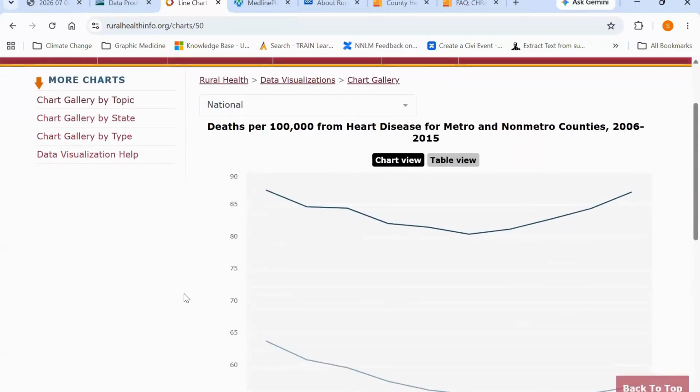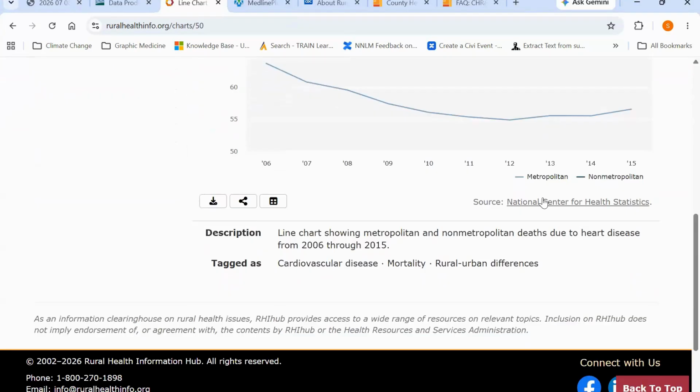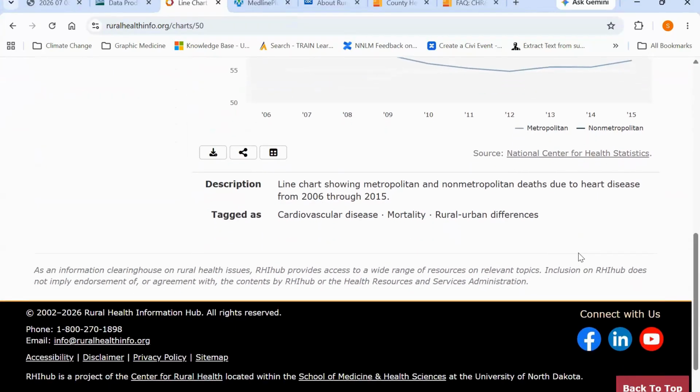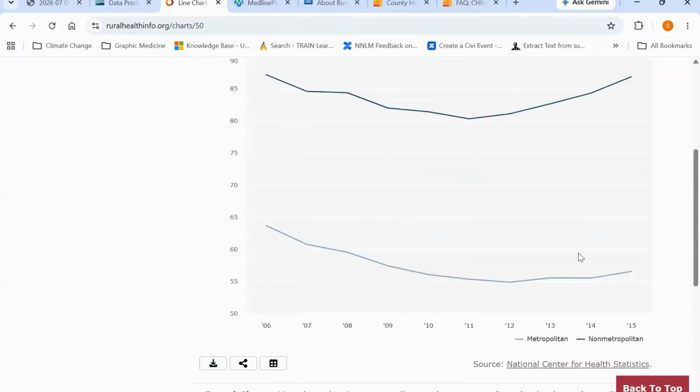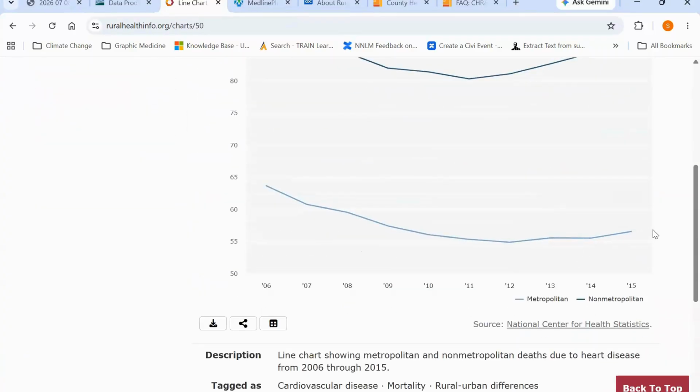So this is a random chart just picked. Then you can clearly see that the source for the data is the National Center for Health Statistics. And then the work itself is attributed to RH Hub and the folks who work for them. And those are all the questions so far.